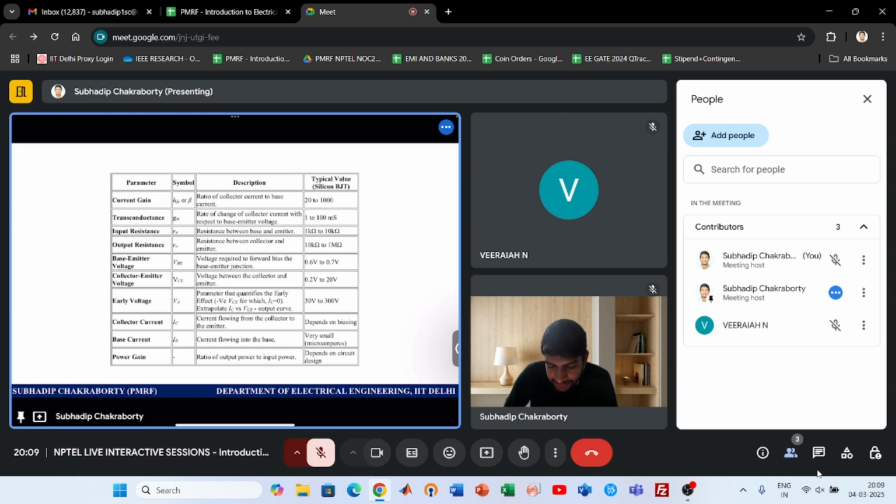For your reference, I have placed the important terms which you already know: the current gain beta, and the transconductance. When you learn analog electronics, the transconductance is nothing but the collector current by the base emitter voltage, and I have written the definition. But they coined the name because these terms are very extensively used in the small signal model.